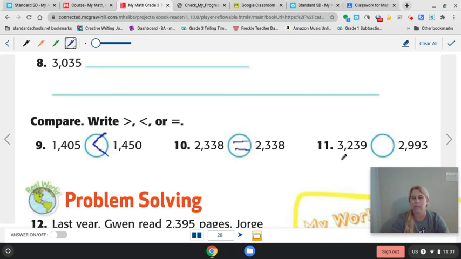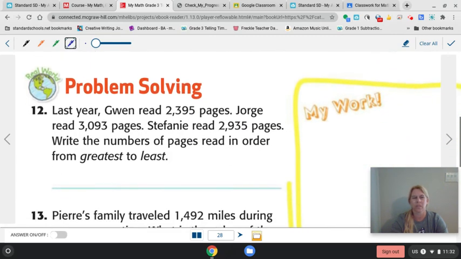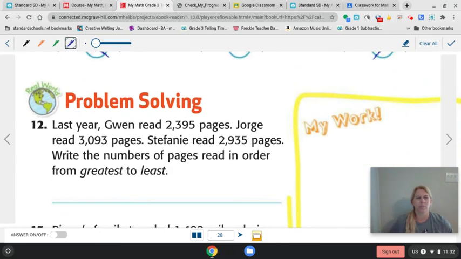And then over here, look again at place value. This one has 3,000s, this one has 2,000. So right now, we already know the answer. The alligator eats the bigger number. So 3,238 is greater than 2,993. Okay?